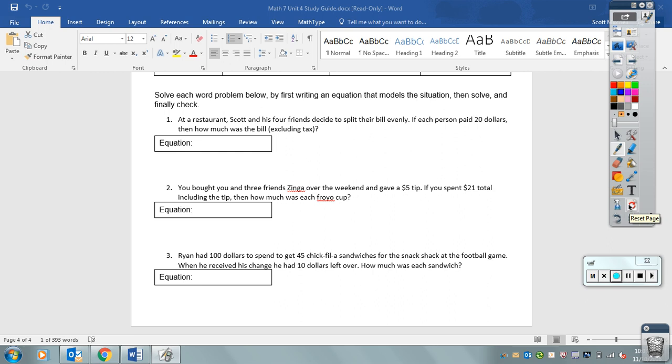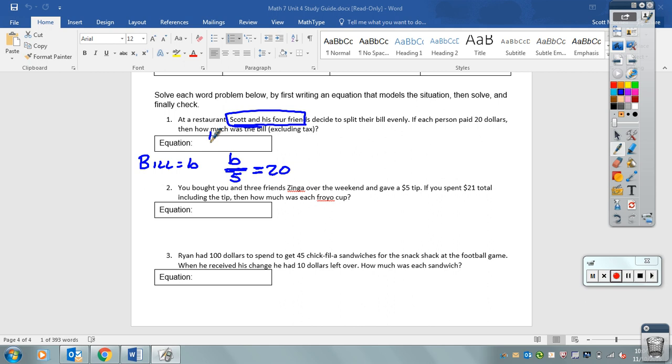At a restaurant, Scott and his 4 friends decide to split their bill evenly. Each person paid $20. How much was the bill? So what we're looking for is the bill. So the bill equals B. If I took the bill and I divided it 5 ways, so me and my 4 friends, Scott and his 4 friends, that's 5 people. If I took the bill divided by 5, each person paid 20. So the bill split 5 ways is $20.